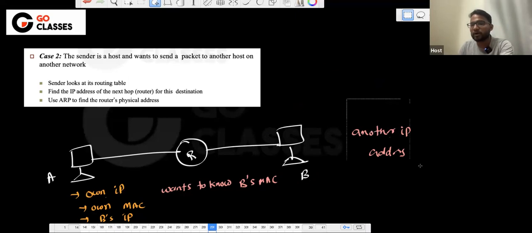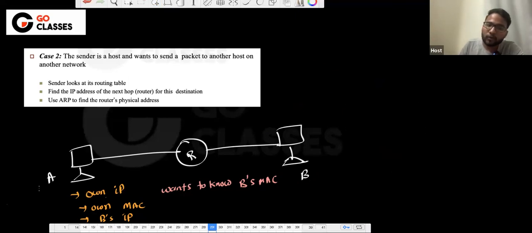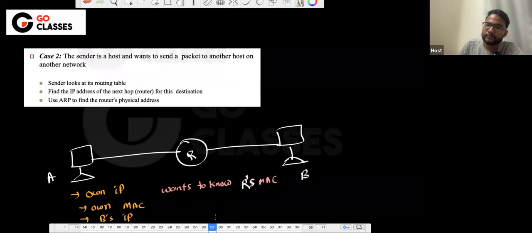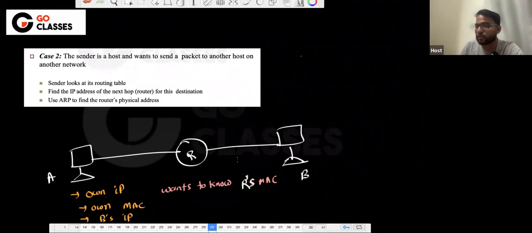Since B is not in your network, what will you do? You will forward this packet to the default gateway, this R. Then it does not need B's MAC address. It will just need the R MAC address. You getting my point? It does not need B's MAC address, because B's MAC address is none of its business. It will just need the MAC address of the next hop.